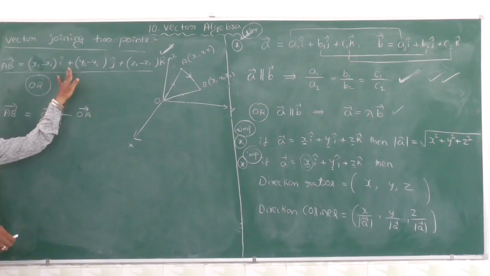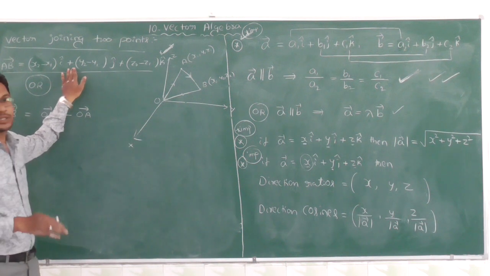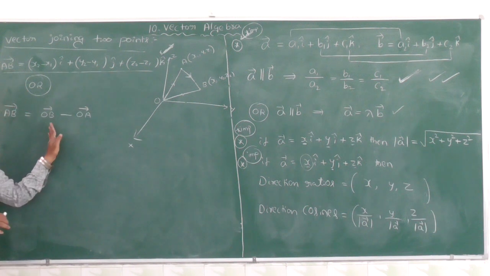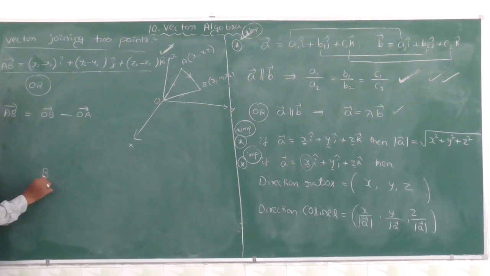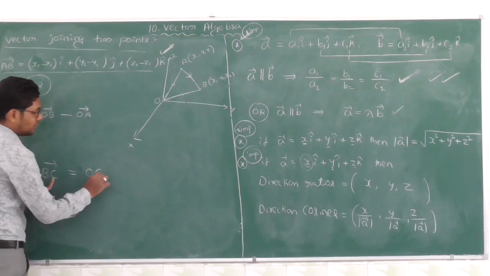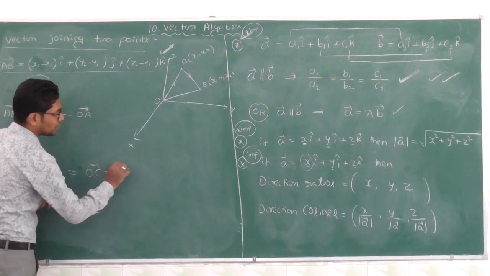It is a very simple thing. Okay, I am going to choose this one. If you want to choose, you can choose this: AB vector equals OB vector minus OA vector. Suppose we have BC vector. How to find BC vector? OC vector minus OB vector. C minus B: OC vector minus OB vector.